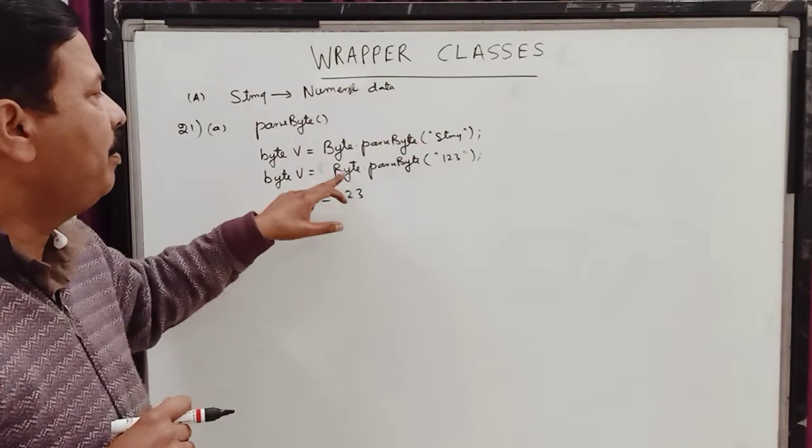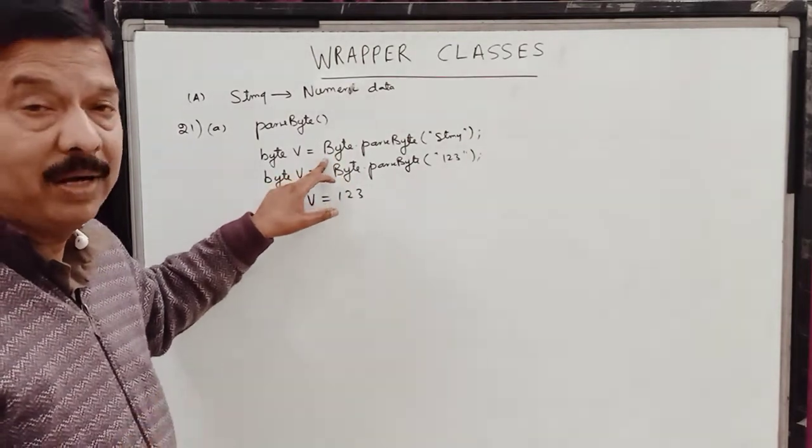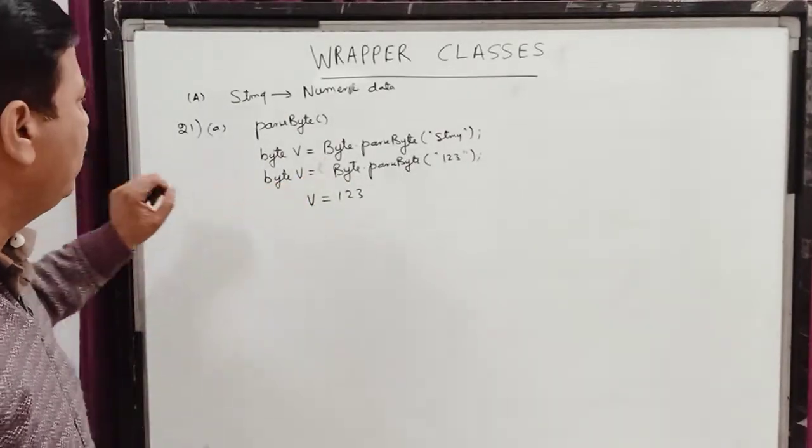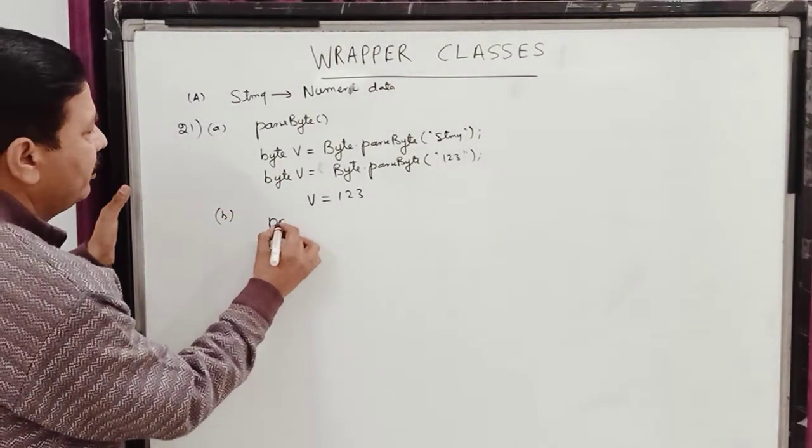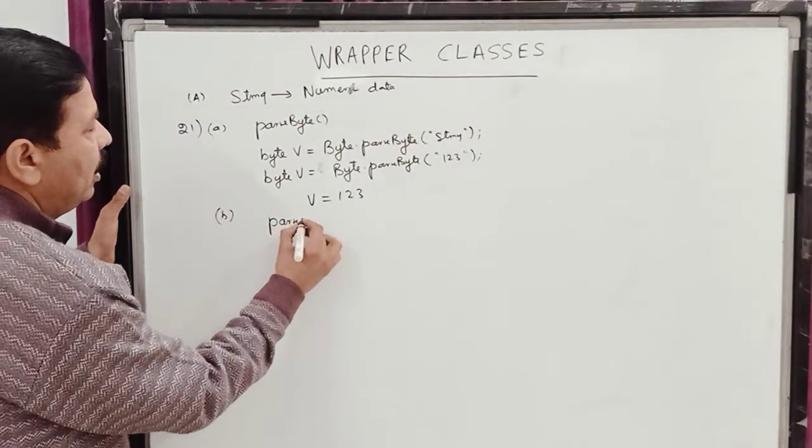And children, this Byte which I have used over here is the wrapper class which I told you about now. Now the second function of this type is parseShort.